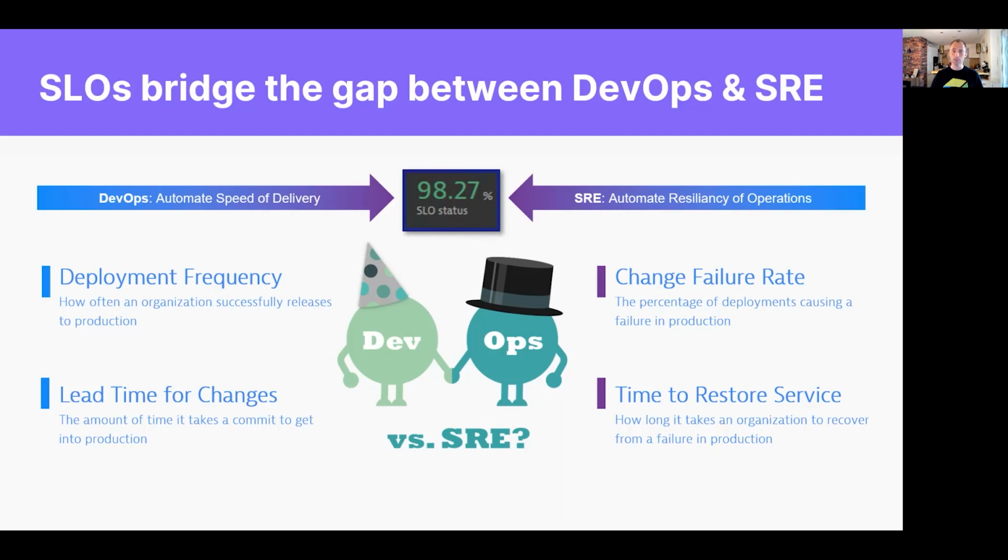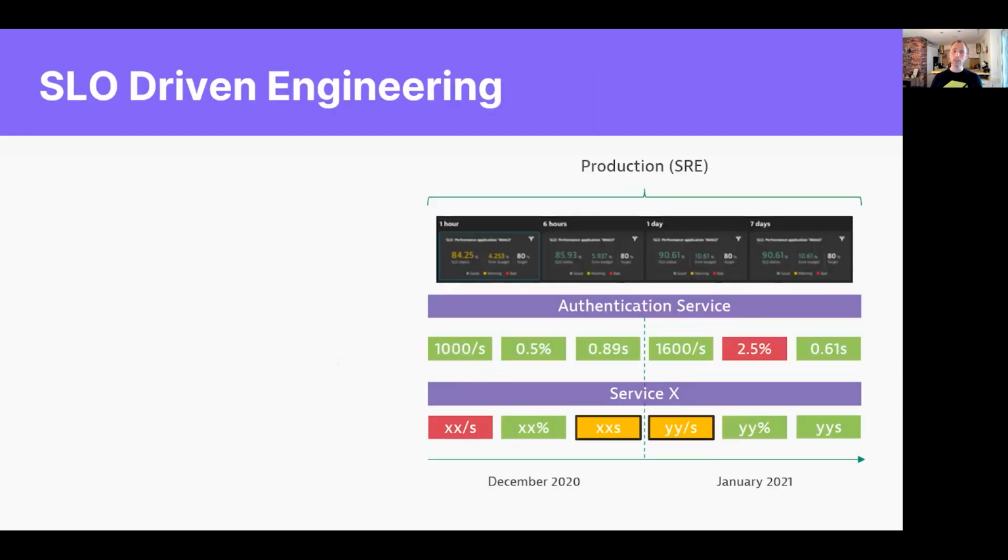Now, the question is, yes, we can use SLOs in production and the error budget to figure out, shall we allow something new into prod without violating our error budgets and therefore potentially jeopardizing SLA violations? But why not take a different approach? Why not start thinking about SLO-driven engineering?